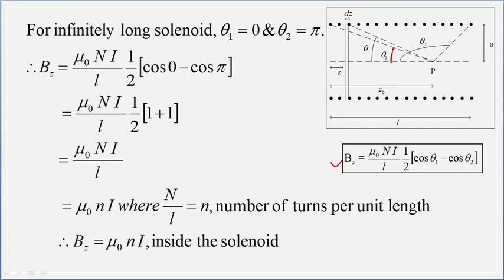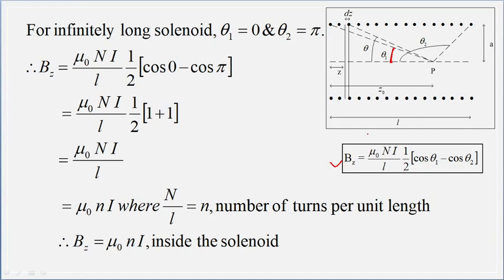Suppose we extend this solenoid on both sides, so theta 1 in the limiting case will become 0, because if we take this element further and further, theta 1 becomes smaller and smaller, but the minimum value it will take is 0 at very large distance. If you take this element away and away, this angle will become bigger and bigger, but the maximum value it can take is 180 degrees. So the limit here is going from 0 to 180. So theta 1 is 0, theta 2 is pi.